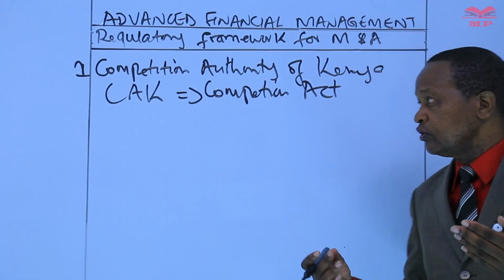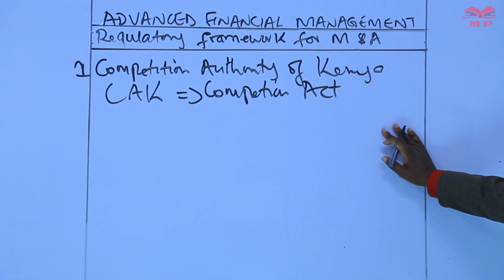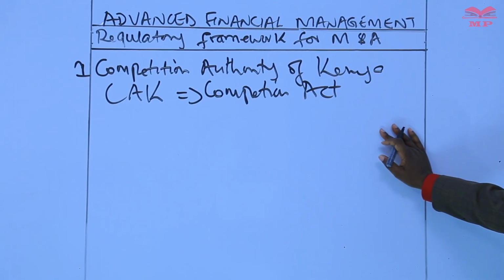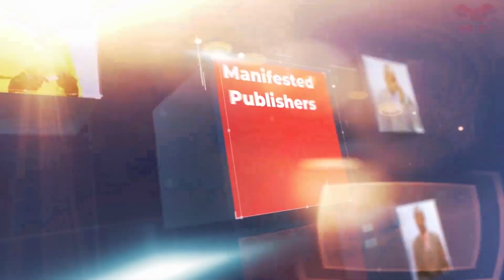And the role of the Competition Authority of Kenya is to prevent anti-competitive practices that may arise from mergers and acquisitions. Do you understand? That is the primary role of the CAK. Is to do what? Is to prevent anti-competitive practices that may arise during these transactions, the mergers and acquisition.